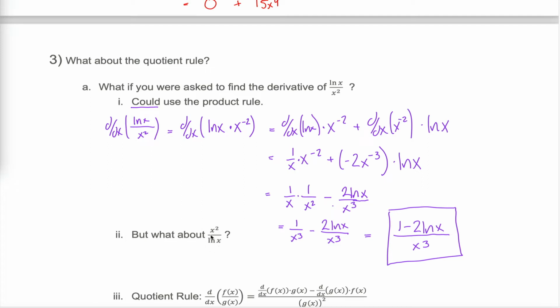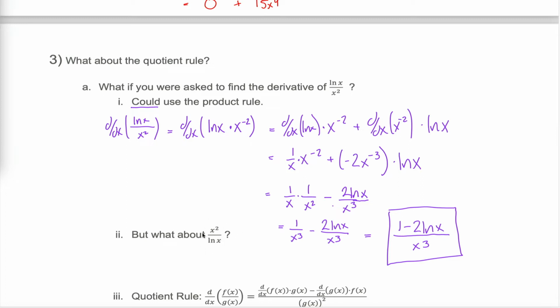But the problem is down here, we can't rewrite it as a product taking advantage of negative exponents because we don't have x raised up to some power down here in the denominator. Yeah, you could make it x squared times, and then in parentheses, natural log of x to the negative 1 power. But if you did that, you wouldn't be able to figure out the derivative because you don't know the derivative of the natural log of x raised up to the negative 1 power yet.